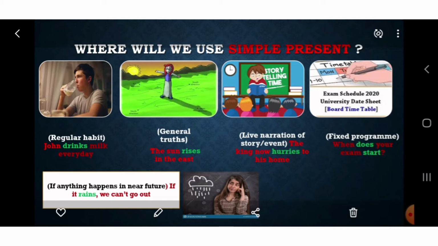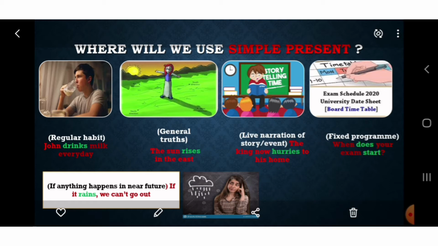Now let's have a look at the first picture. In the first picture we can see a boy is drinking milk. I think it's a regular habit that the boy drinks milk. So if some action is indicating a regular habit, like in the first picture where a boy is drinking milk, in a sentence we can say John drinks milk every day, that means this is his habit, he does it regularly.